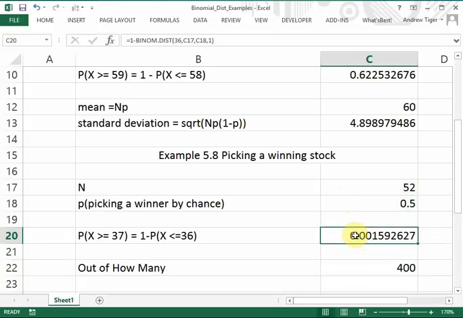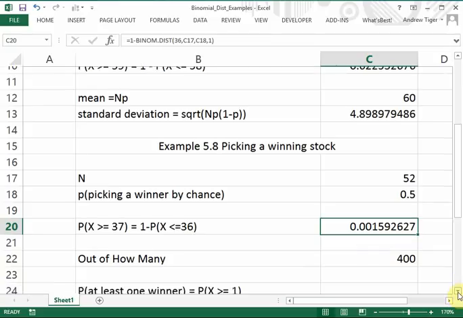Look at that. That's very unlikely. The likelihood that that's going to happen is very, very small. So it looks like the chance that you could pick a stock that could win 37 or more out of 52 times by chance is really, really unlikely. So probably you should listen to this guy.